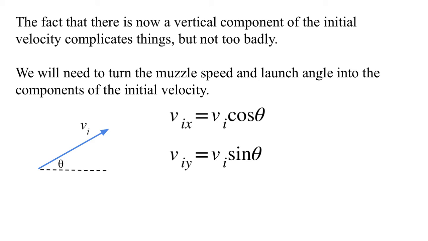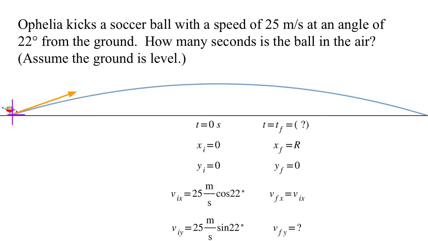We'll need to turn the muzzle speed and launch angle into components of the initial velocity, so we break down as we've been doing, that the horizontal is cosine, the vertical is sine, because we're measuring from the horizon. Let's illustrate this through a problem, kind of a typical problem. Ophelia kicks a soccer ball with a speed of 25 meters per second and an angle of 22 degrees from the ground. How many seconds is the ball in the air?